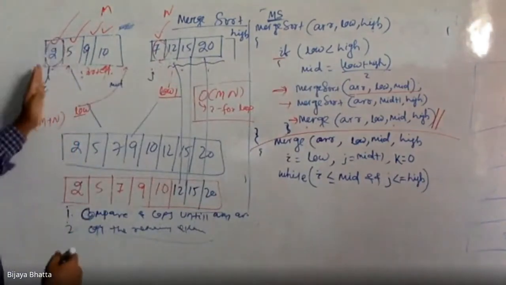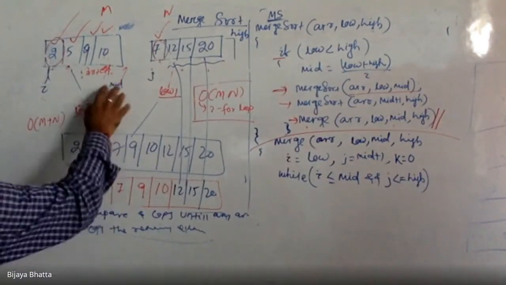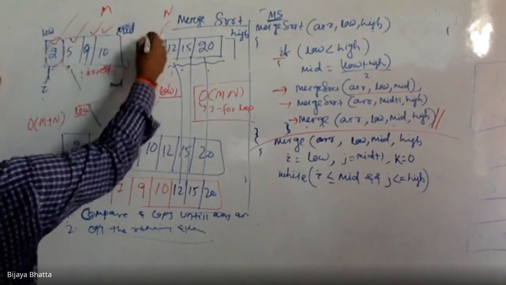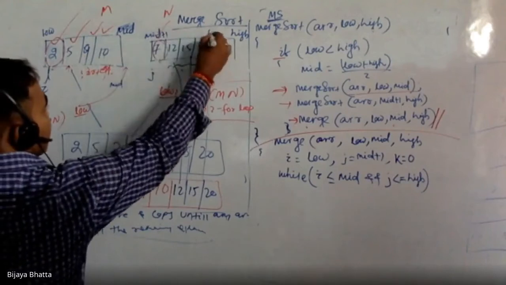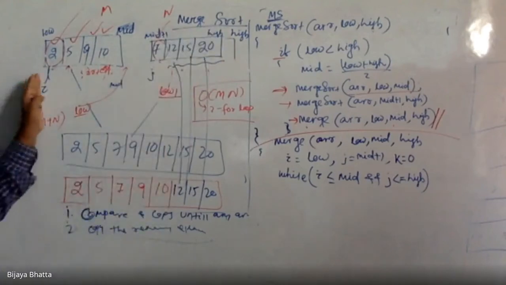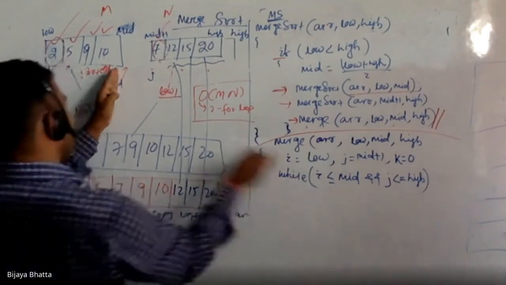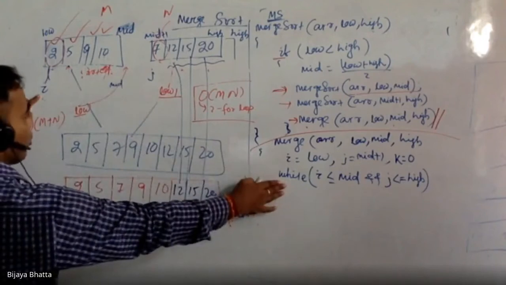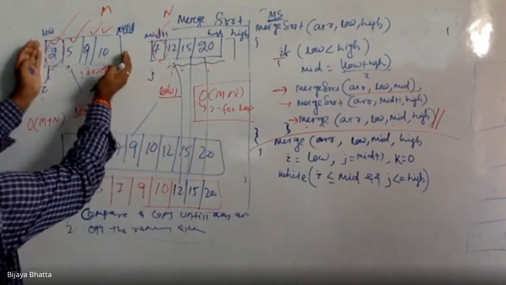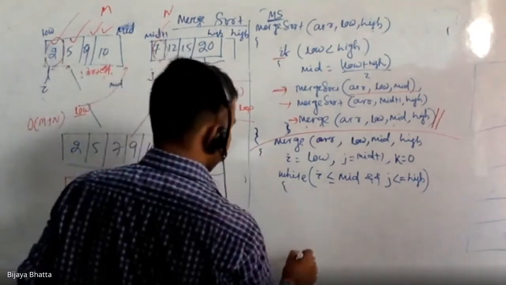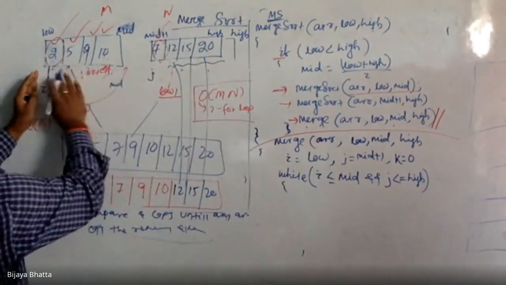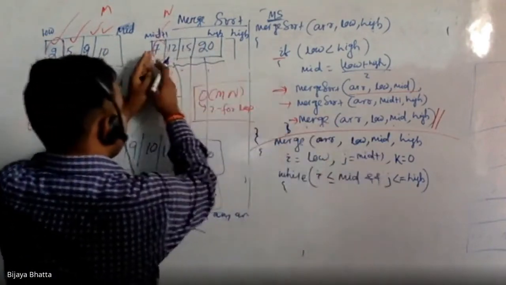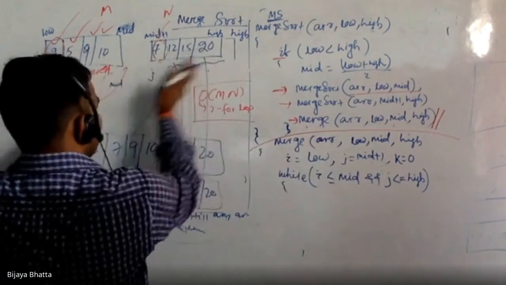So this is my low, this is my mid, this is mid plus 1, this is high. If i is less than or equal to mid, that means i is somewhere in between. If i goes beyond mid, then I don't need to continue this loop, because that means this array is over. And j is also somewhere in between, starting from mid plus 1 up to high. Then you will do the step.